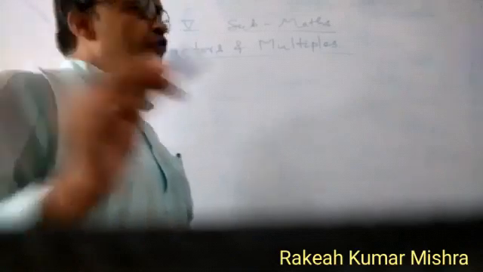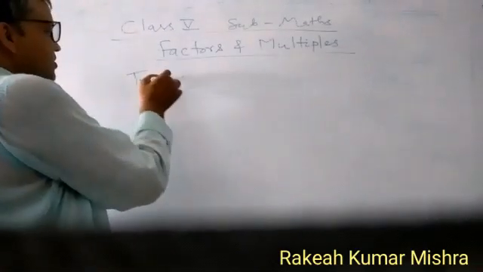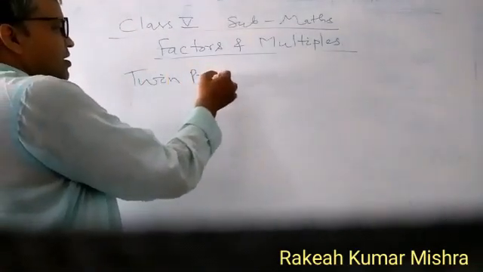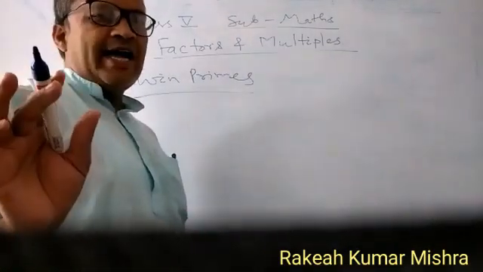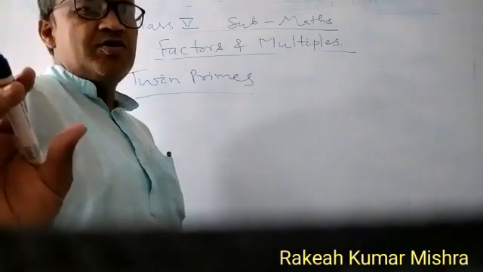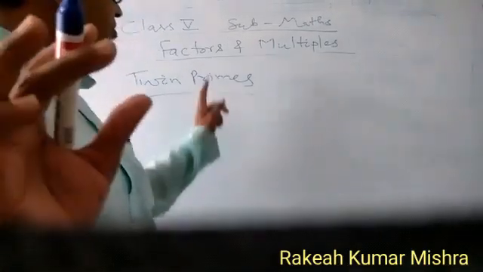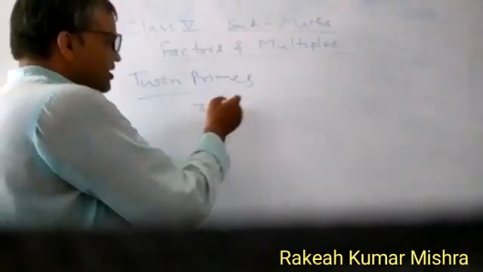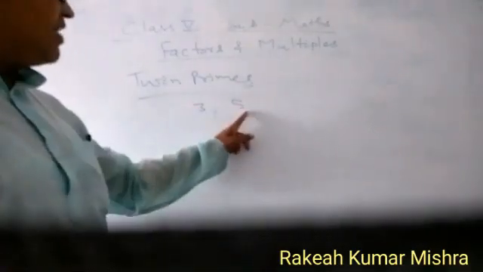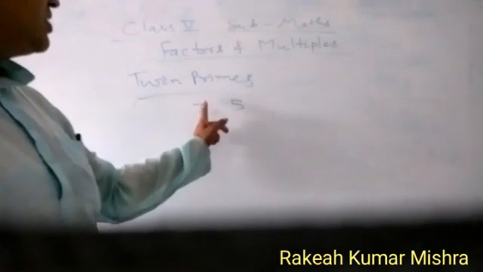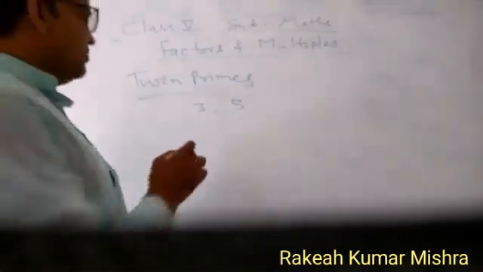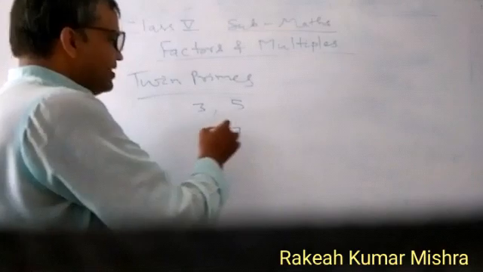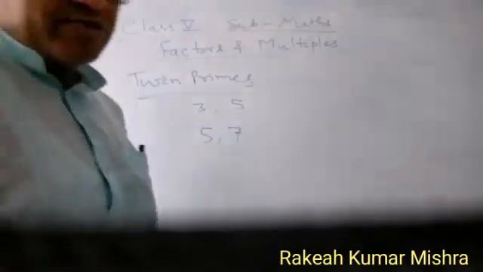One topic you should write in your notebook: twin primes. Two prime numbers which have a difference of 2 are called twin primes. Example: 3, 5. These both are prime numbers and the difference of these both is 2. So these both numbers are called twin primes. Similarly 5 and 7 are also called twin primes.